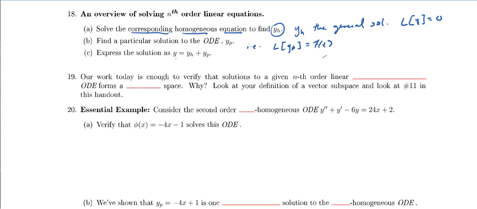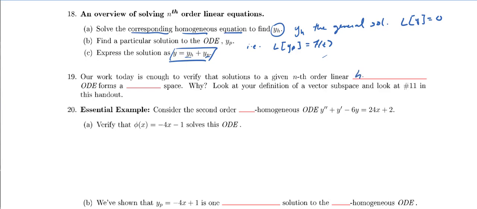Then we can express the solution. This is our general solution to the nth order linear equation. It would be our homogeneous general solution plus the one particular solution.